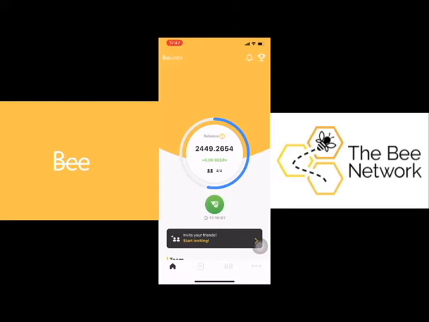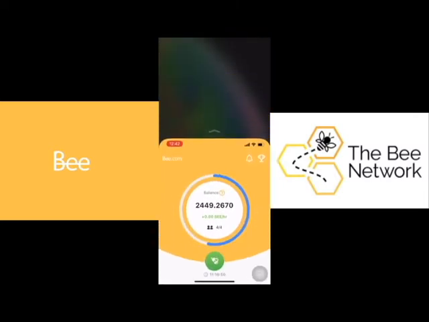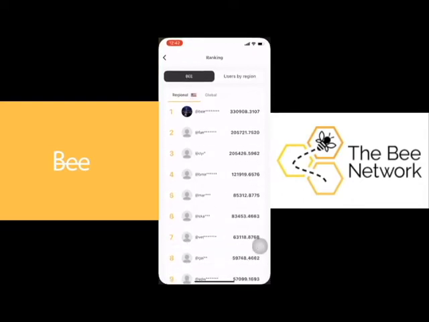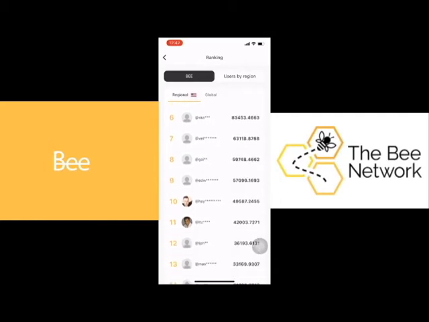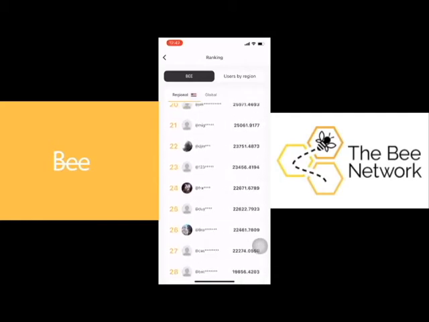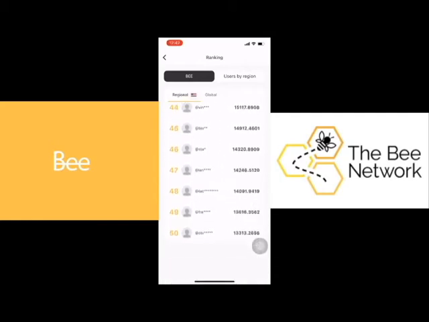Up here at the top, you'll see this little trophy. And if you click on that, it brings you up to the ranking system, because B is supposed to be a game, is how they explain it. So these are the top earners in the game. And you can see this is where I am in the US, and it just shows the top 50 people and how much B they have.